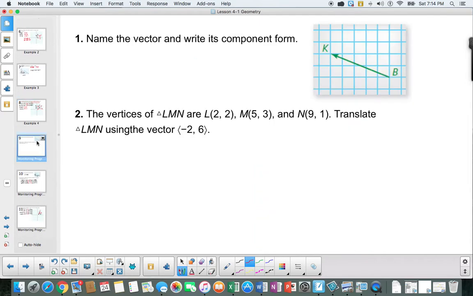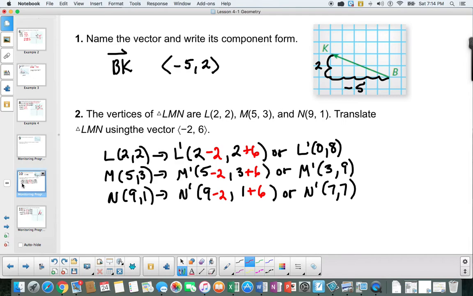Okay, go ahead and try this on your own. Stop the screencast and then I'll show you the answer. And here's the answer.